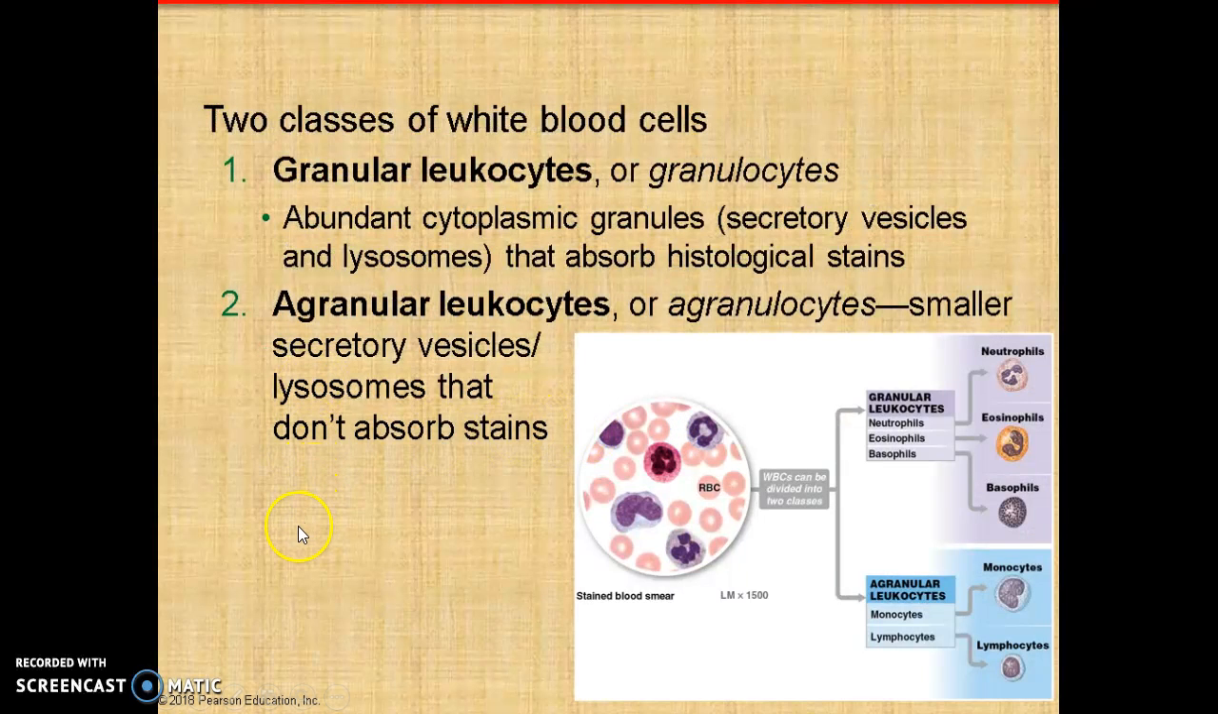There are 2 classes of white blood cells, granular and agranular. The granular leukocytes look granular because they have cytoplasmic vesicles that absorb stain, and the agranular ones do not absorb the stain. The granular leukocytes are neutrophils, eosinophils, and basophils. Monocytes and lymphocytes are agranular.